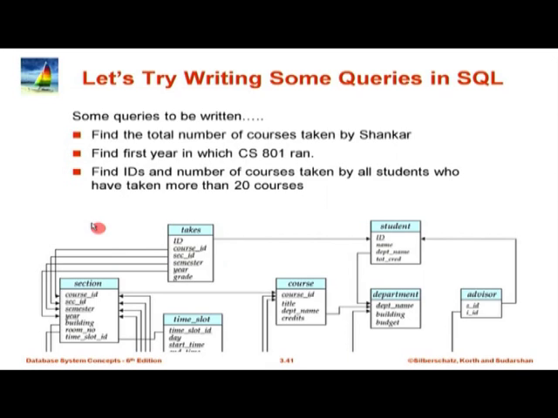The last one is find IDs and number of courses taken by all students who have taken more than 20 courses. So what are the things we have to do? For each student, we want to know the number of courses taken. Just a moment back, we did this for Shankar. Now we want to know it for all students. And furthermore, after finding out the number of courses taken, we want to filter out those students who have taken less than 20 courses. So let's go back to our earlier query and make a few changes to do it not just for Shankar, but for all students.